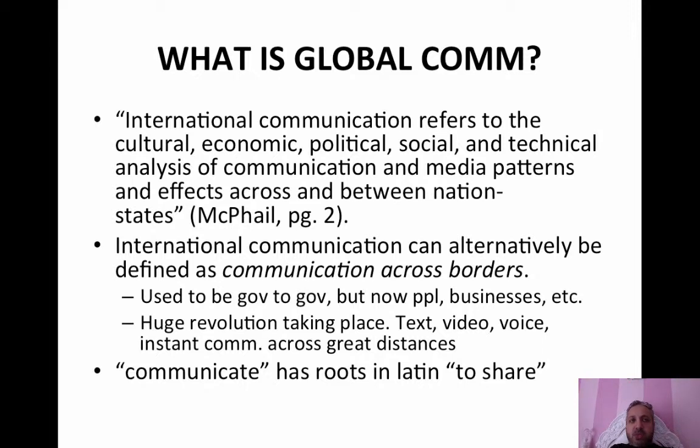So you have to understand that there's been an explosion in global communication. It used to be very difficult for governments, for instance, nations to communicate with one another, but because of the rise of technology, it's become much easier to communicate across great distances. So, international communication, global communication, it's really one of the fastest rising areas of study in our field.